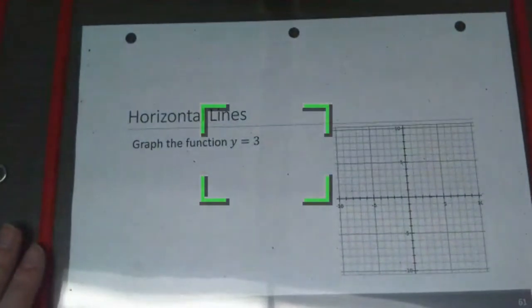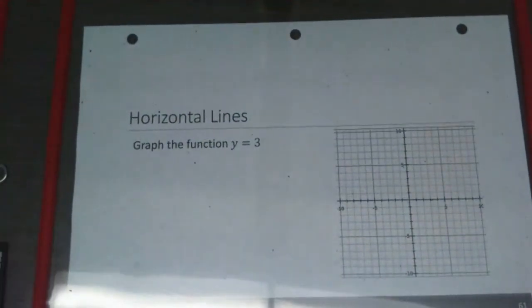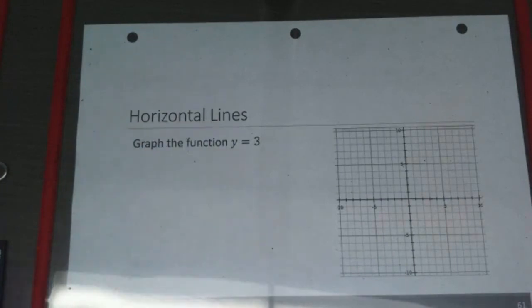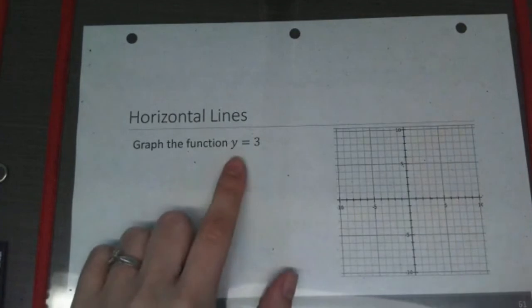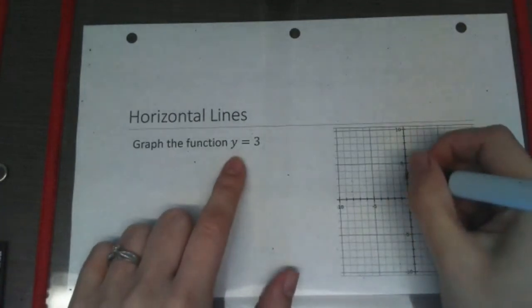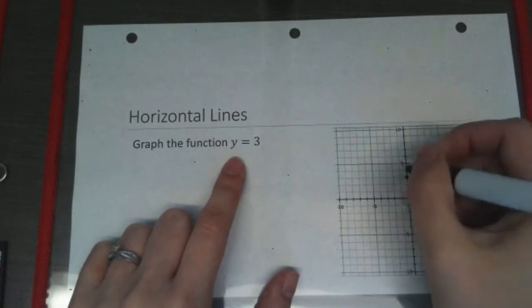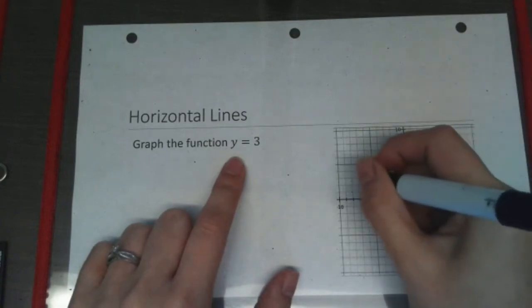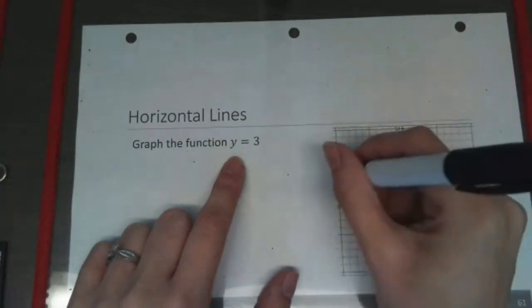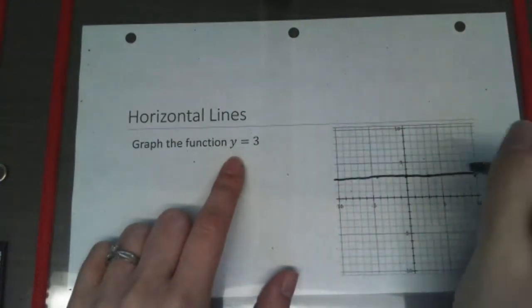What we haven't graphed yet are horizontal and vertical lines. First up, we're going to graph y equals 3. So y equals a number. That means we have a horizontal line, which you could probably deduce from the title. Y equals 3. The y value of 3 happens at all of these points. I don't care what x is, I just care that y is equal to 3. So that creates a horizontal line.